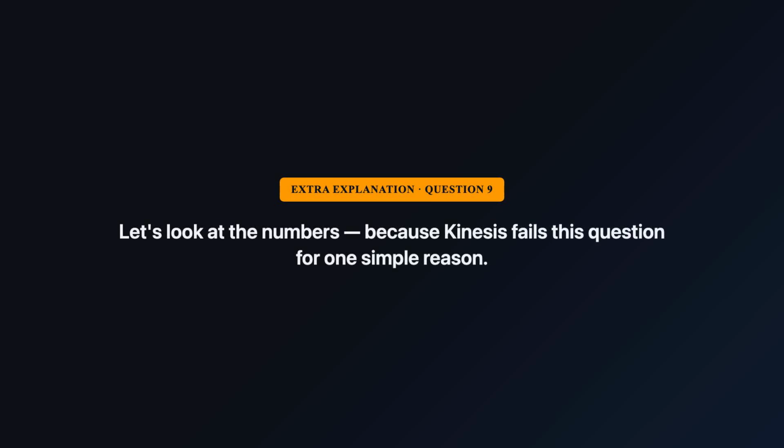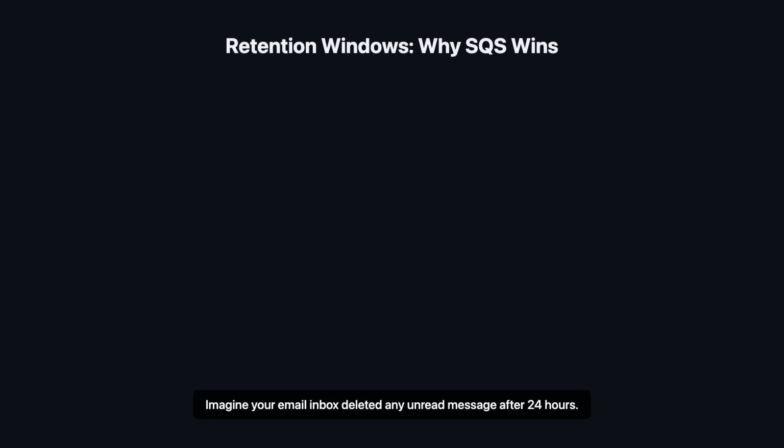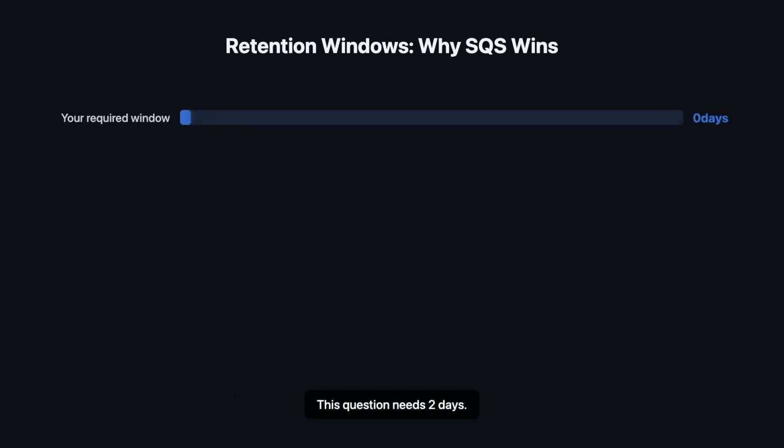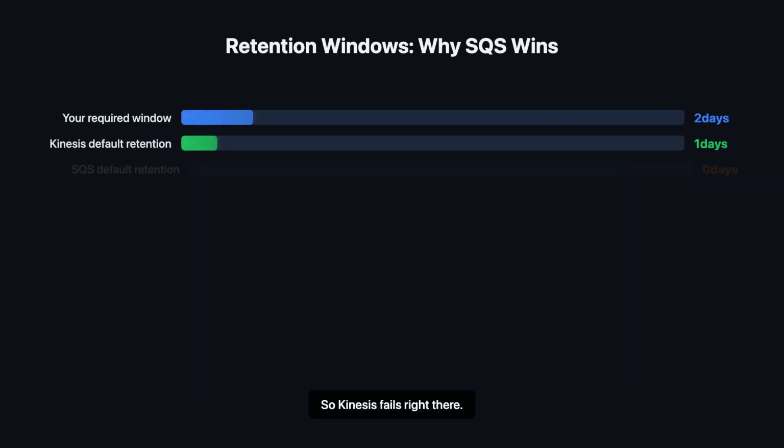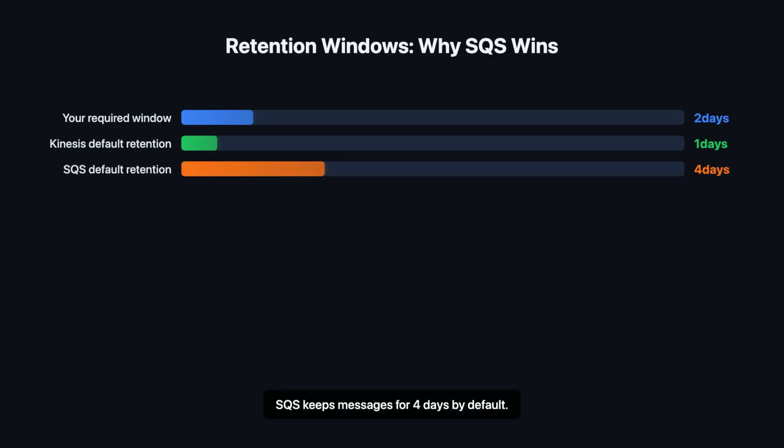Let's look at the numbers, because Kinesis fails this question for one simple reason. Imagine your email inbox deleted any unread message after 24 hours. That's what Kinesis does by default. 1-day retention. This question needs 2 days. So Kinesis fails right there. SQS keeps messages for 4 days by default. Your 2-day window fits easily.